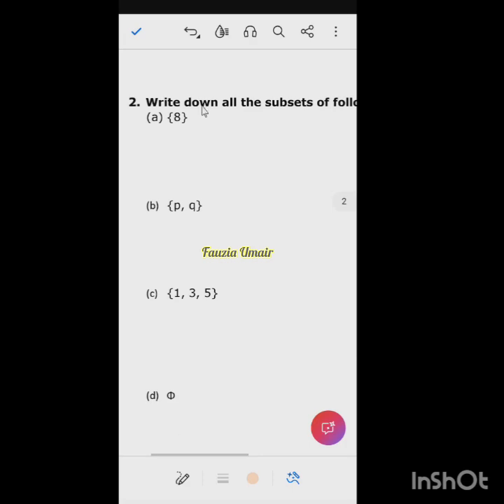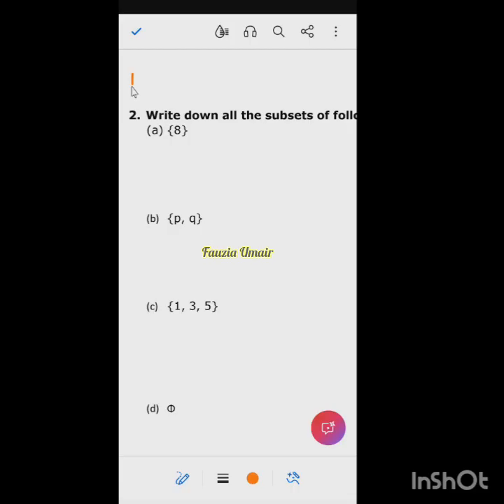Before we start writing, you need to remember that if there is any set having any number of elements, the maximum subsets a set can have, we can find out using a formula. How to find out maximum subsets of any set? The formula is 2 raised to power n, where n is the number of elements in that set, right? This is the formula to calculate the maximum number of possible subsets of any set.